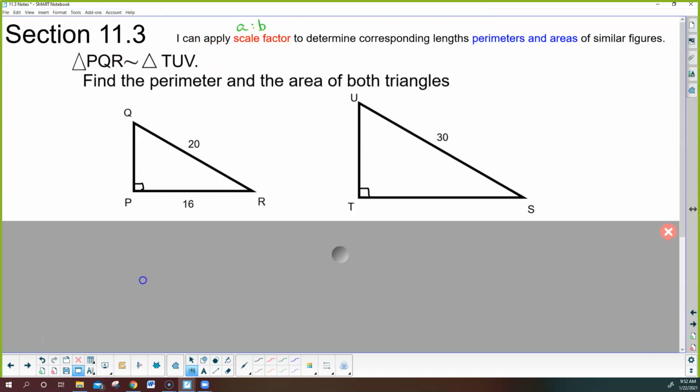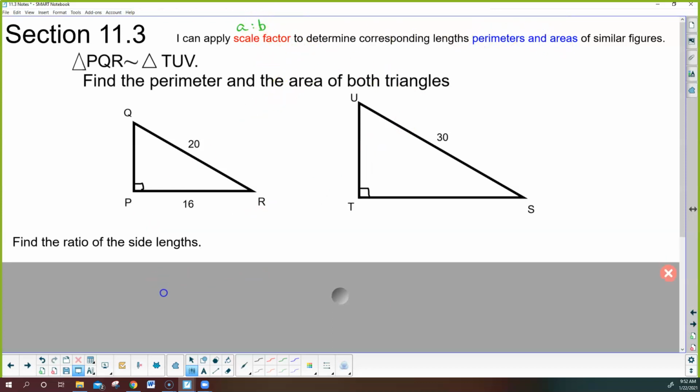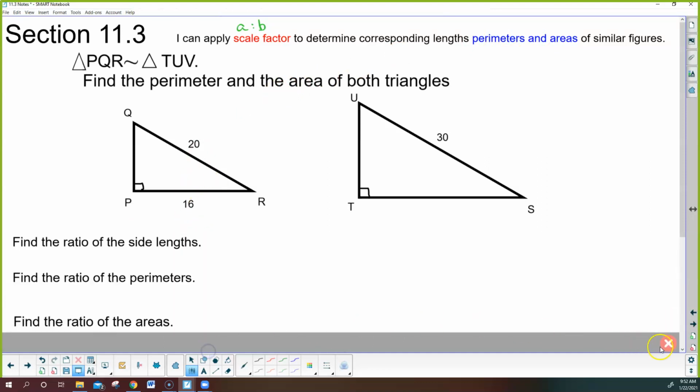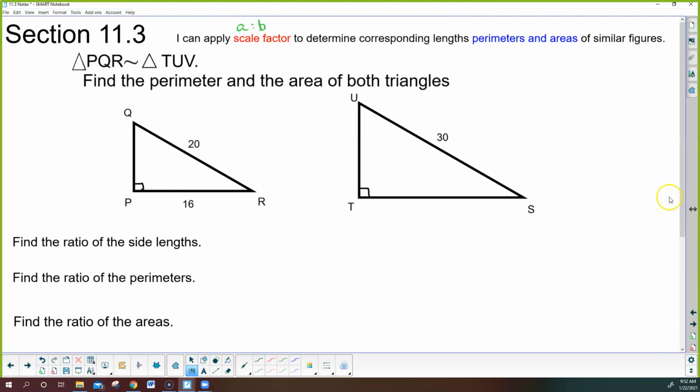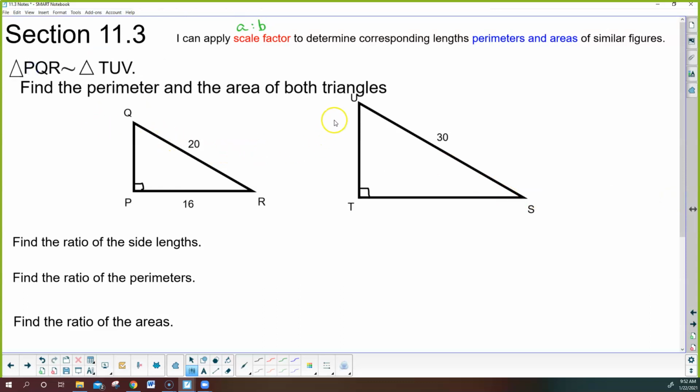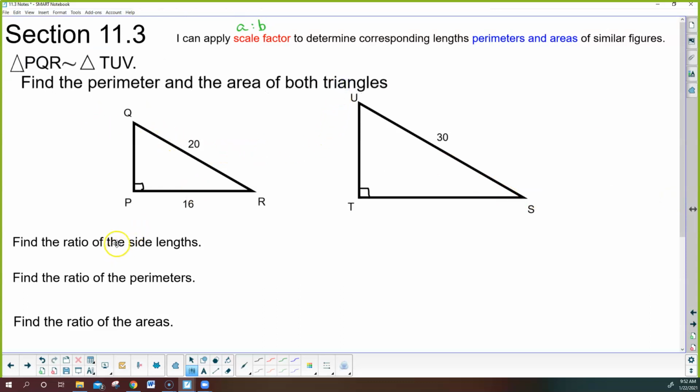So our goal is to use the fact that these triangles are similar, and we want to find the perimeter and the area for both triangles. Now, we don't know the connection yet between scale factor and area or perimeter. So I'd like you to work on this problem kind of as a warm-up, or go ahead and try it and answer these 3 questions. Find the ratio of sides, which, by the way, the ratio of sides is the scale factor.